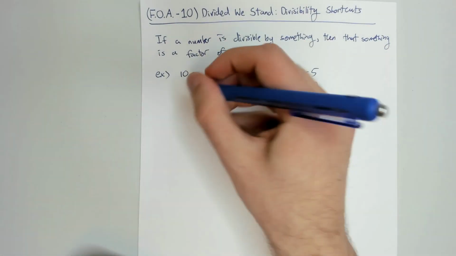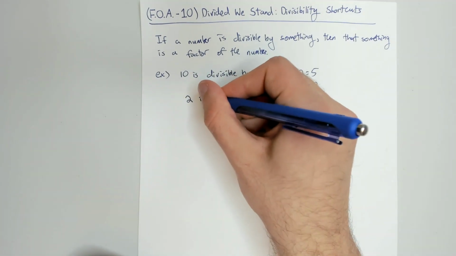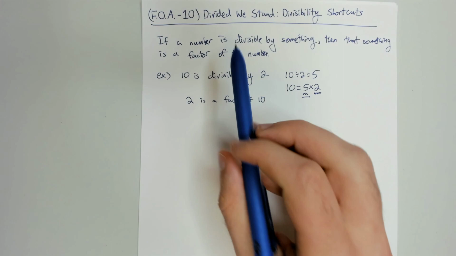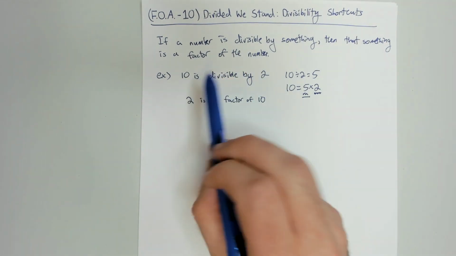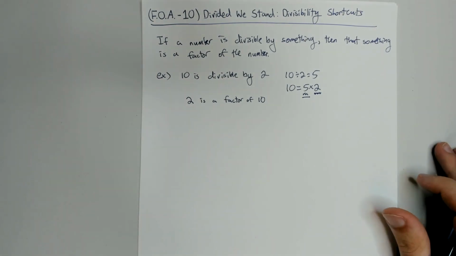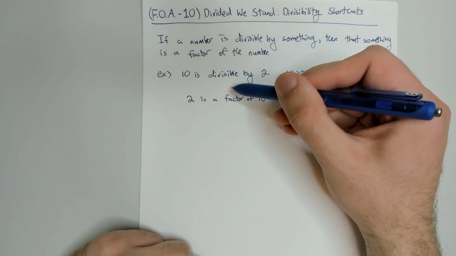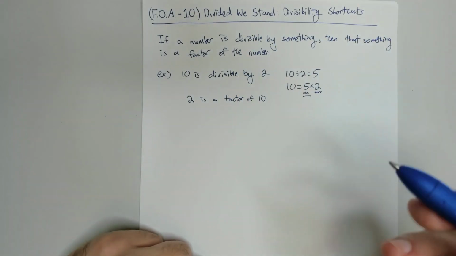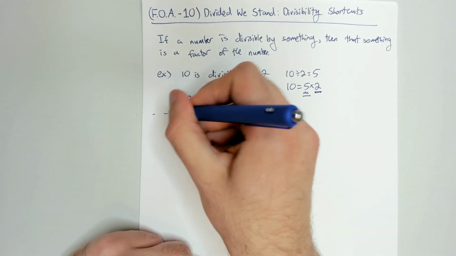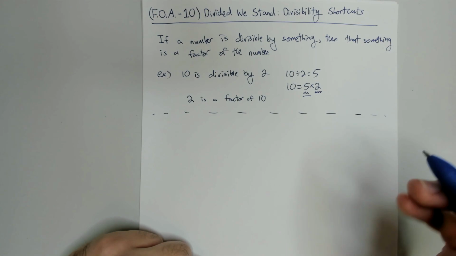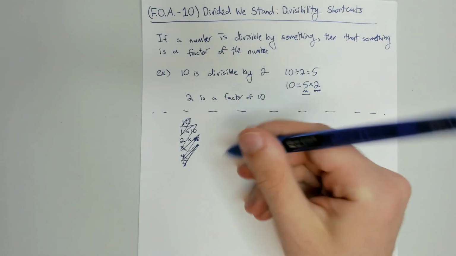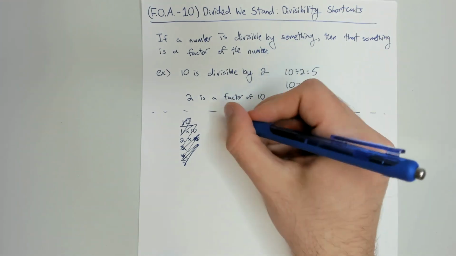So 10 being divisible by 2 also means that 2 is a factor of 10. Since 2 is a factor of 10, 10 is divisible by 2, and since 10 is divisible by 2, 2 is a factor of 10. These are just saying the same thing. Now that we know how to convert between one and the other, we're going to get into the main focus of this video, namely divisibility shortcuts.